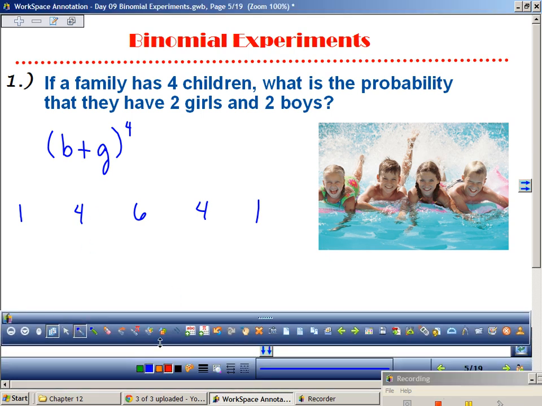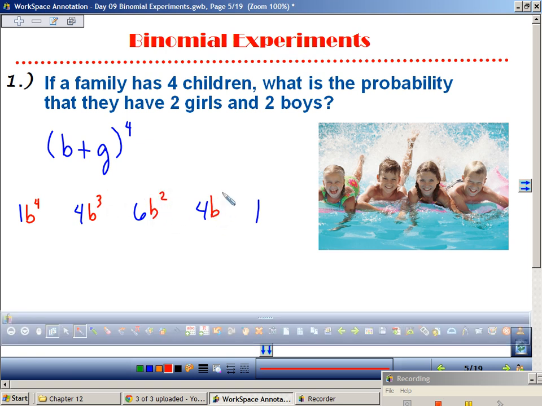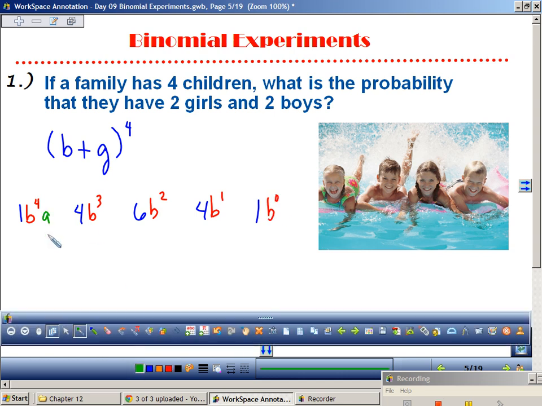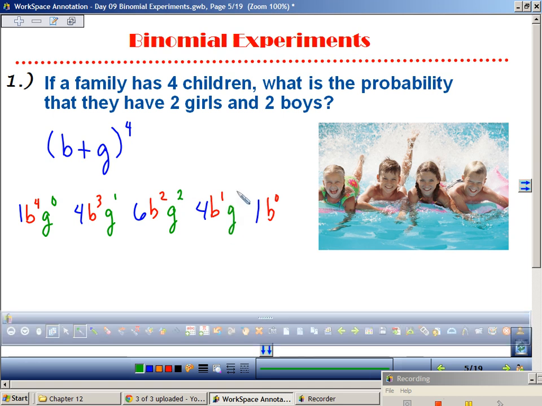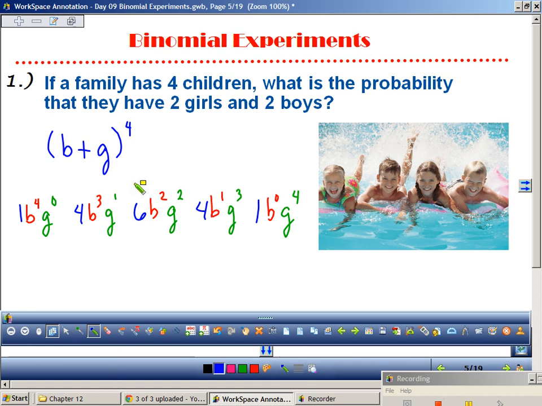Then it would be, let's see, let's do this in red. This would be boy to the 4th, boy to the 3rd, boy to the 2nd, boy to the 1st, and this one would be girl to the 0, girl to the 1st, girl to the 2, girl to the 3, girl to the 4. So which one do we need? 2 boys, 2 girls. So that would be 6, right?